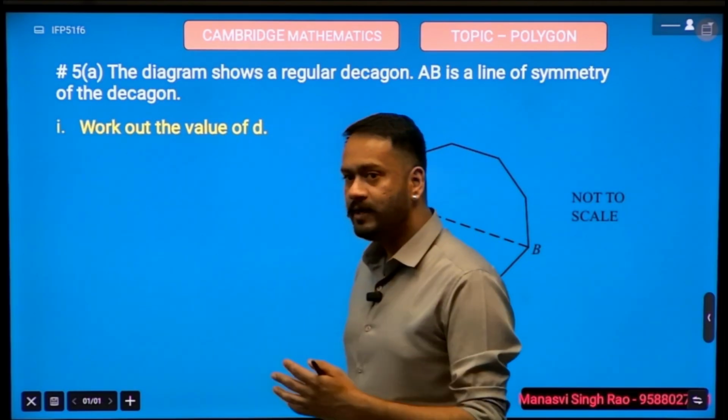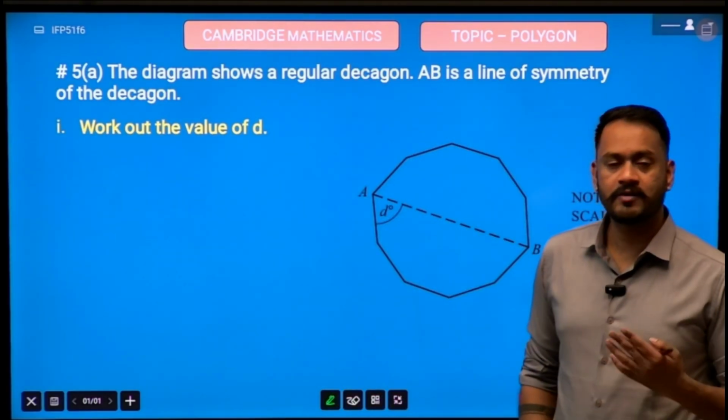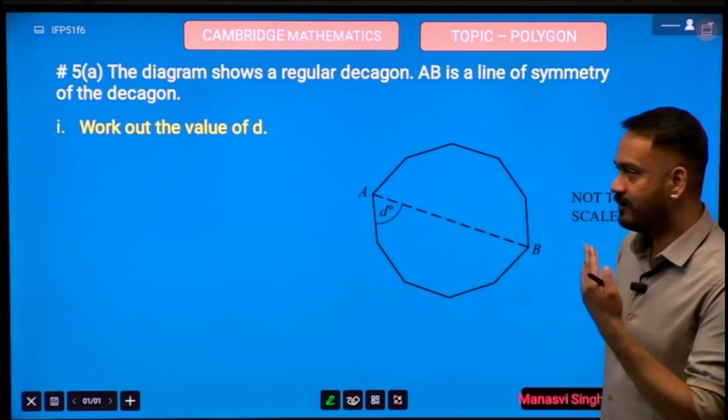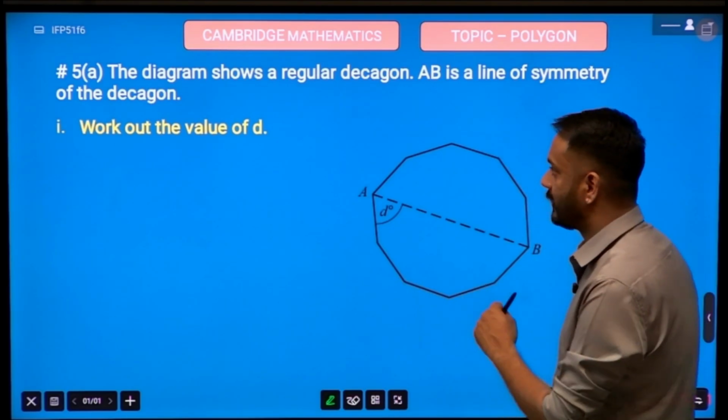So here in the IGCSE, how the questions asked in the IGCSE exam which are based on polygon. So we are taking some past papers questions. So this question is right now we are solving here.